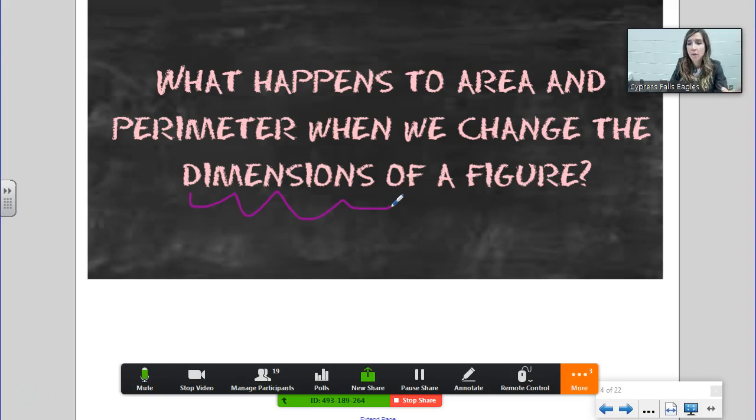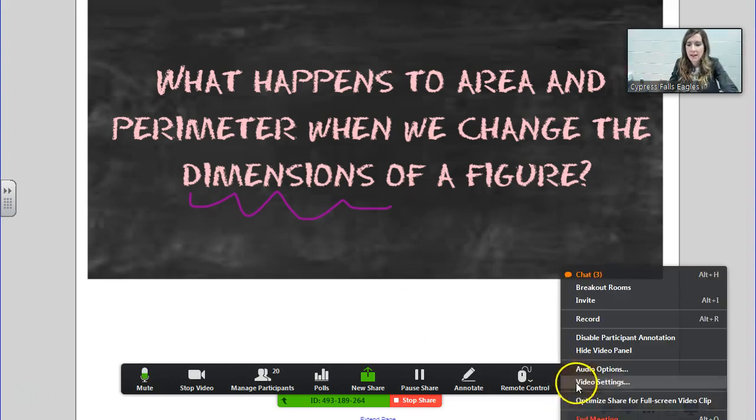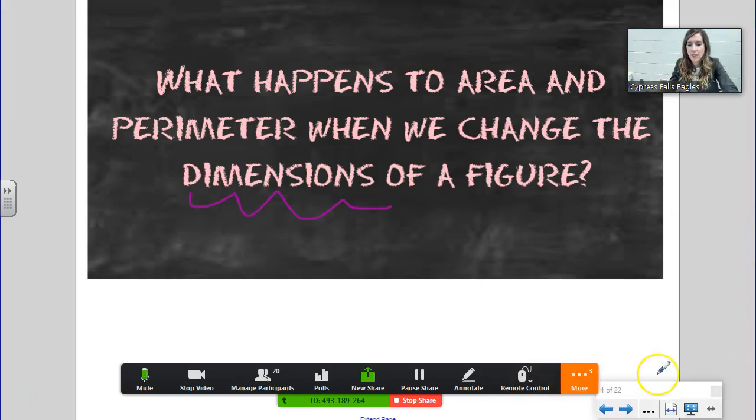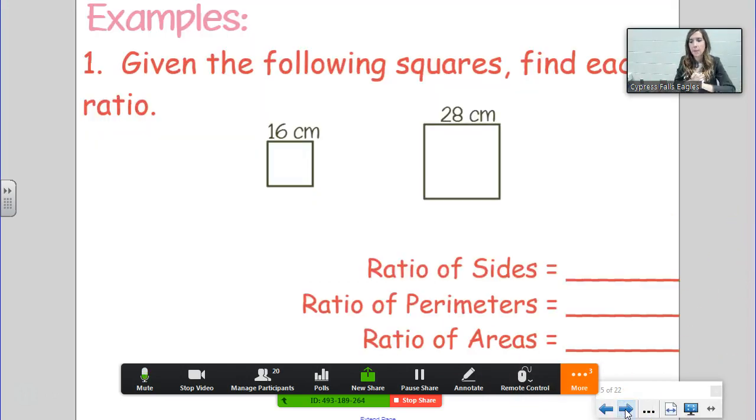So we're going to start off with a case study. We're just going to study two shapes, and we're going to see what we can find out about it. So this is kind of our experiment right here. We've got two squares. We messed with the dimensions. One of them has a side of 16. One of them has a side of 28. They're similar figures because they're squares. All squares are similar. So they are proportional.